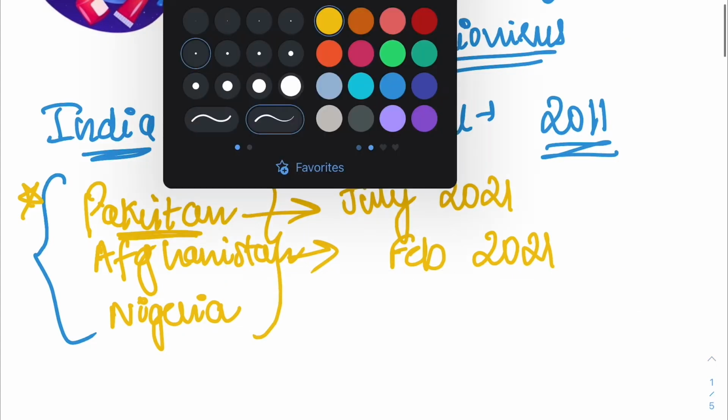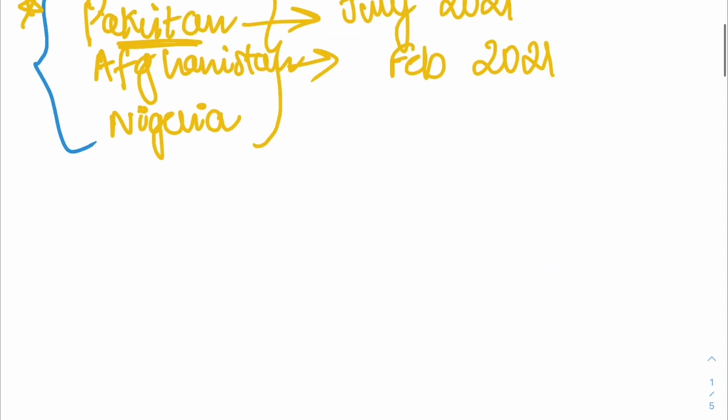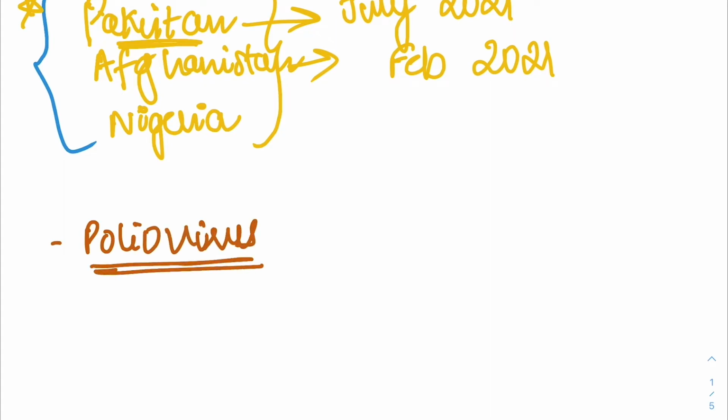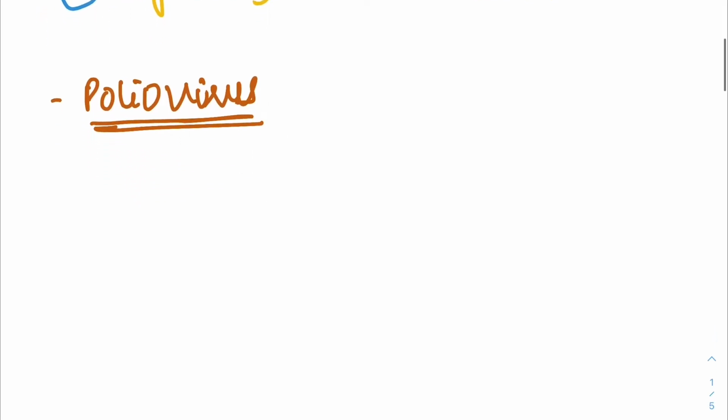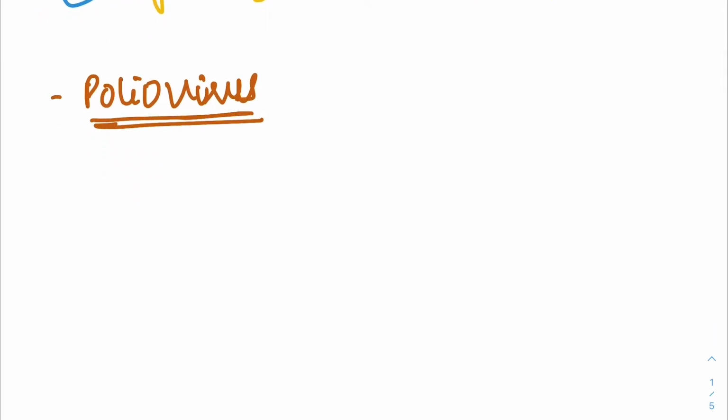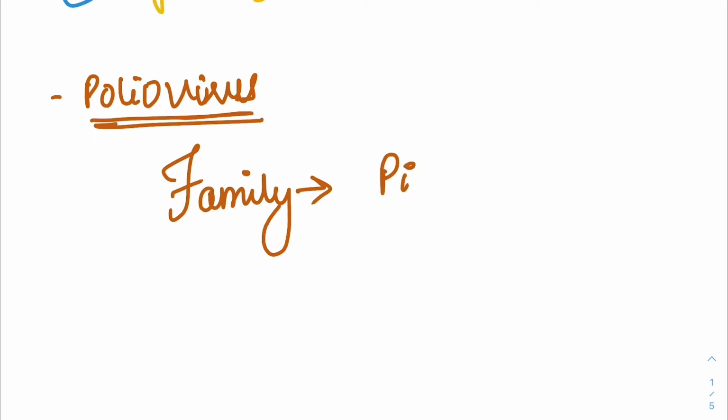Now let us talk a little about the poliovirus. Let us talk about its morphology. What I mean by morphology is, what does the virus look like? What type of RNA does it have? What family does it belong to? Talking about its family, poliovirus belongs to the family of Picornaviridae.